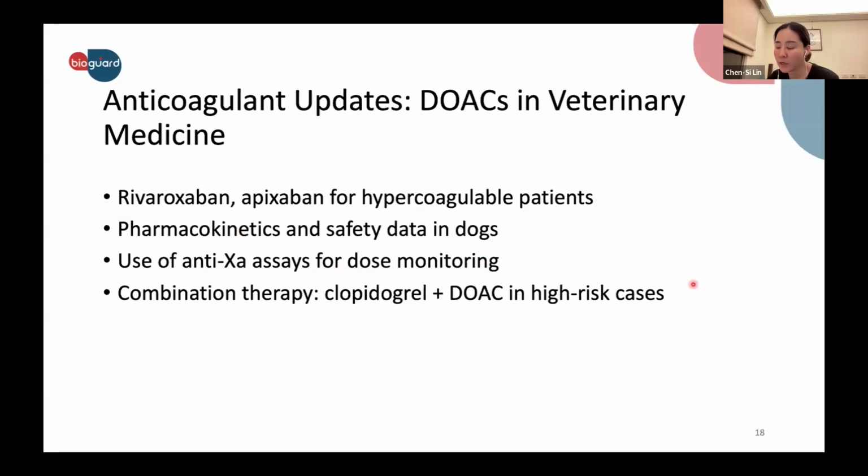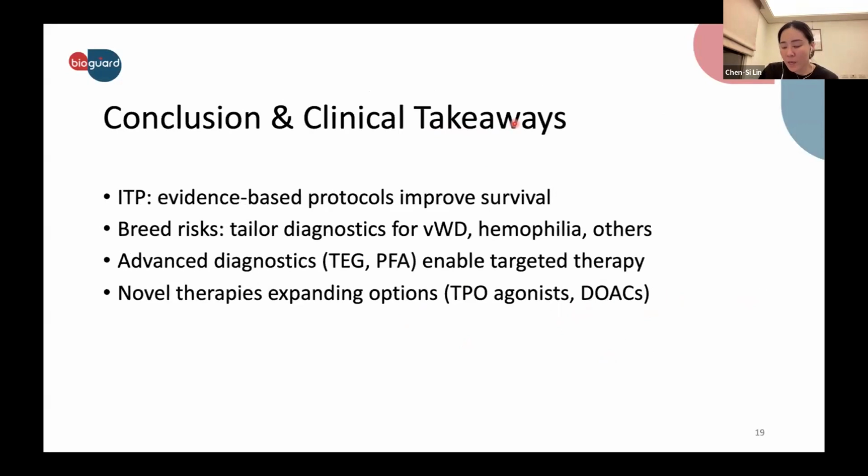For example, for immune-mediated hemolytic anemia cases, we can use this kind of combination to help them maintain their healthy condition. The benefit of direct oral anticoagulants is that the response from owners is good, because their compliance is better with oral medications compared to an injection such as low molecular weight heparin.